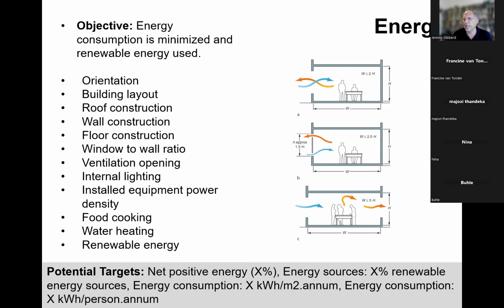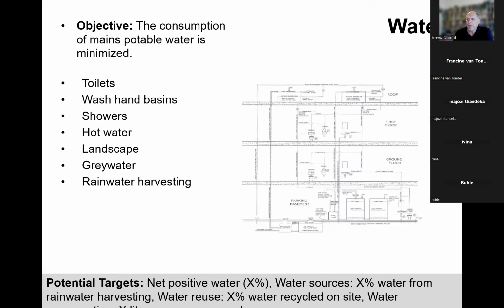If you fill your building up with a lot of equipment, people will tend to use it, so you'll consume more energy. If you use very efficient things like microwaves, there will be less machinery to switch on and leave on, so your energy consumption reduces. Food cooking, water heating, renewable energy in terms of the roof, solar water heaters, etc. So all hopefully very familiar. The same thing goes for water.